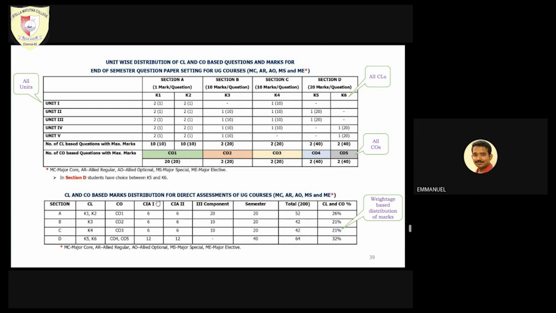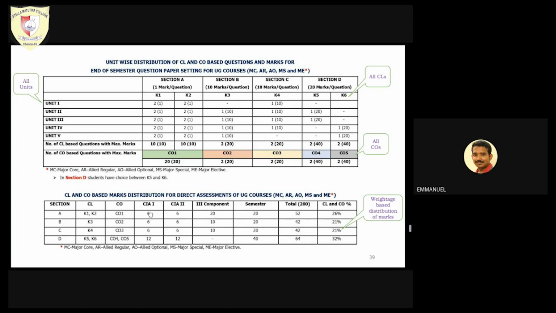And this is under direct assessments, as I had given you something about direct assessments, that is usual valuation, internal valuation: CIA 1, CIA 2, component 3, totaling up to 100 marks, and semester examination 100 marks. In the CL and CO percentage level they have mentioned. To understand that, section A corresponds to K1 and K2 level. It corresponds to course outcome 1 level.